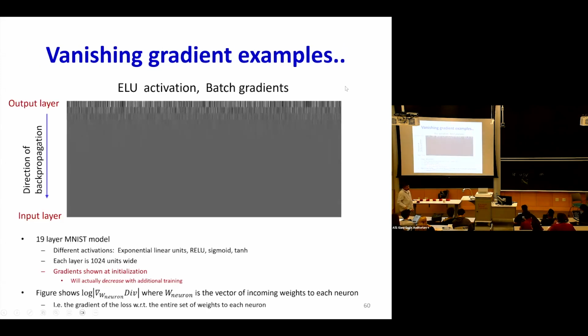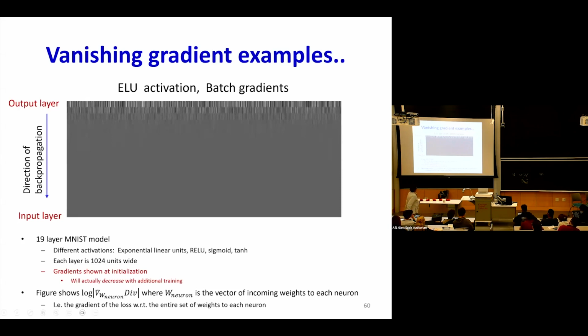So here are some examples. This is for a 19-layer MNIST model, randomly initialized. Now remember that when you randomly initialize the network, that's when all of the derivatives are expected to be the largest. At the optimum, the derivatives are expected to be small anyway. The input is at the bottom, the output is at the top. It's a grayscale showing the magnitude of the derivative, and all layers are the same size. So the horizontal axis shows the index of the neurons, right? And what do we see?